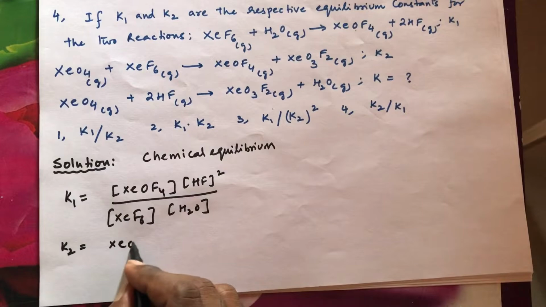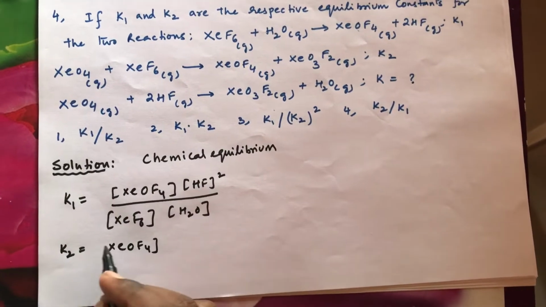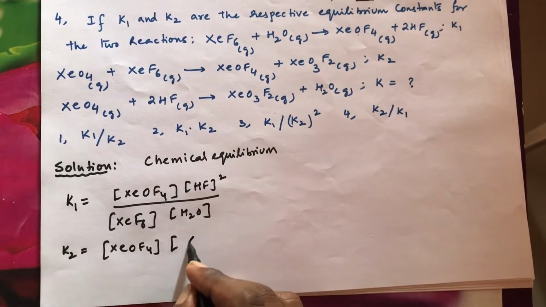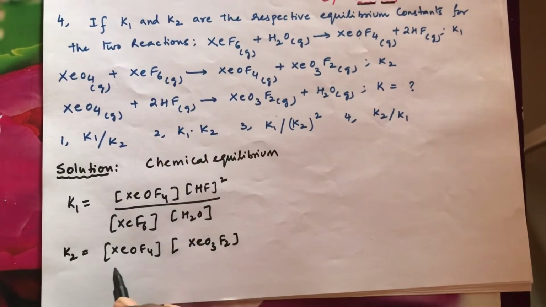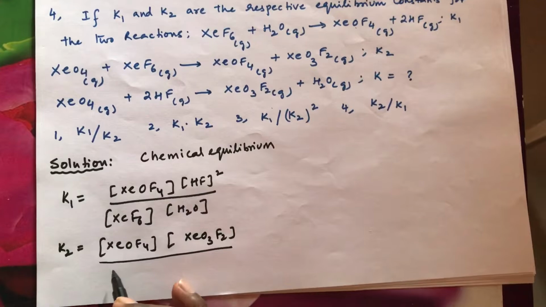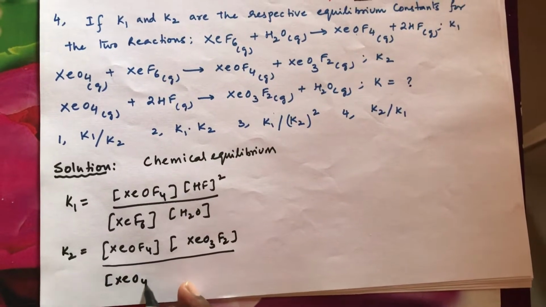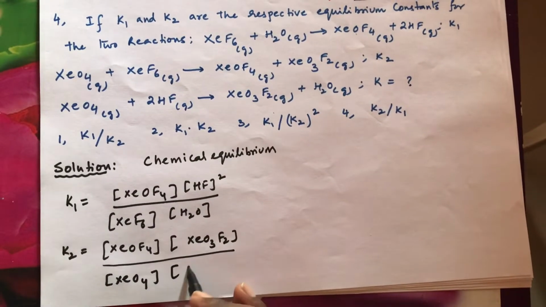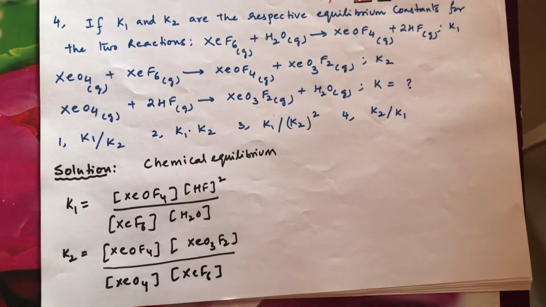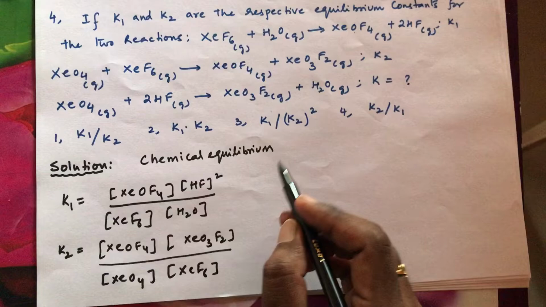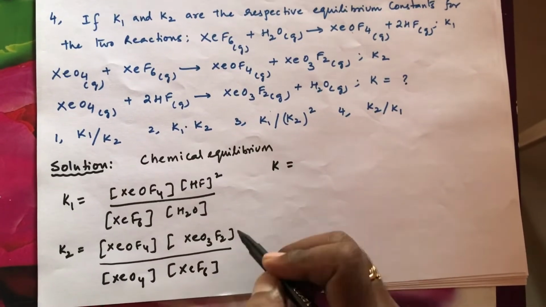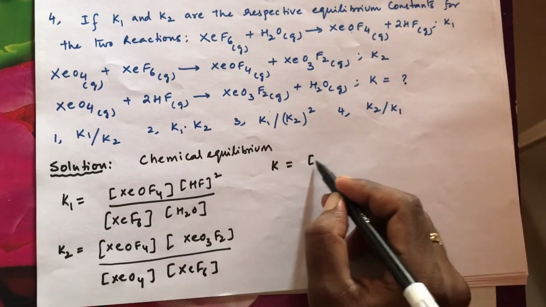K2 is XeOF4 concentration, XeO3F2 concentration, product concentration, upon reactant concentration, that is XeO4 and XeF6. But what you have to calculate? The K expression you have to get. What is the K expression?